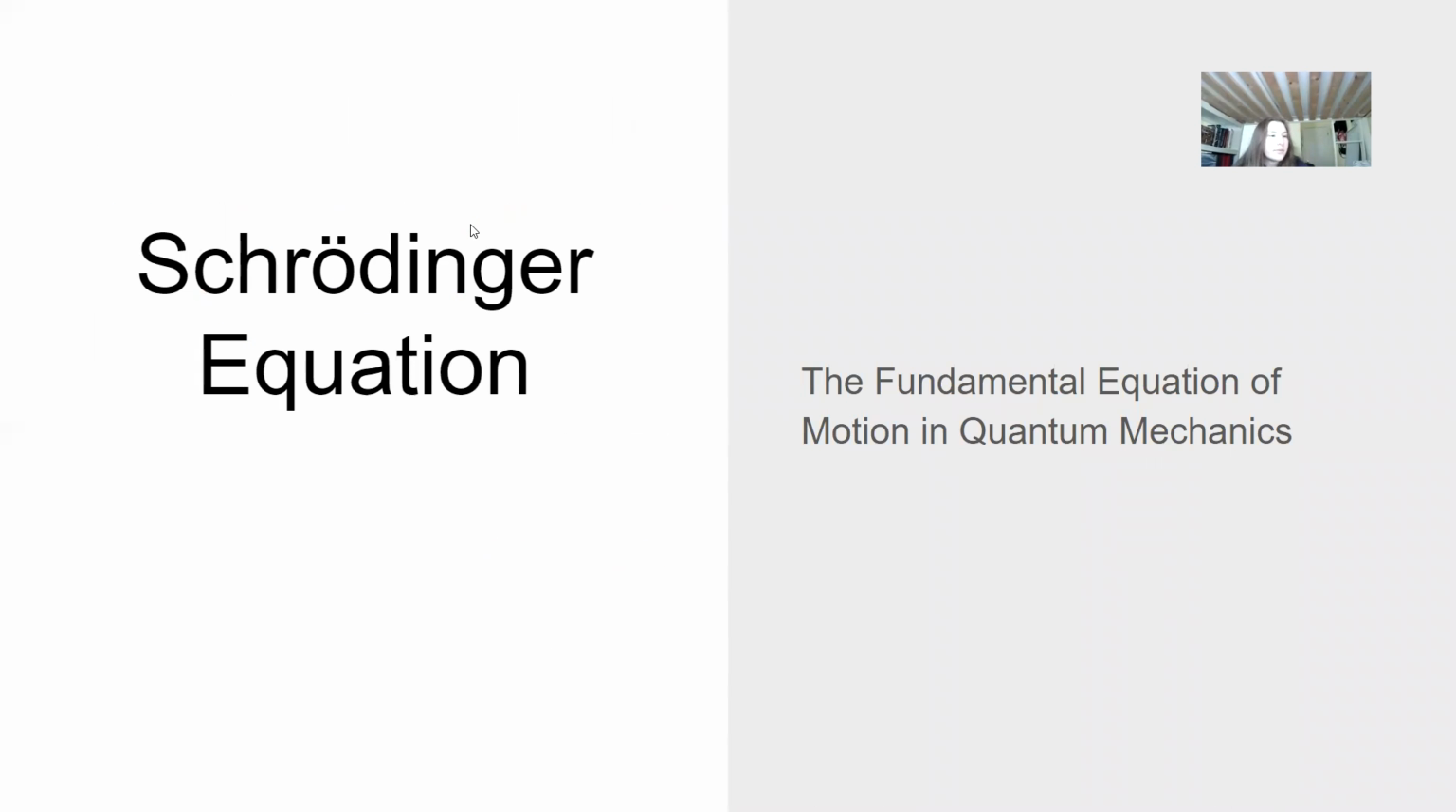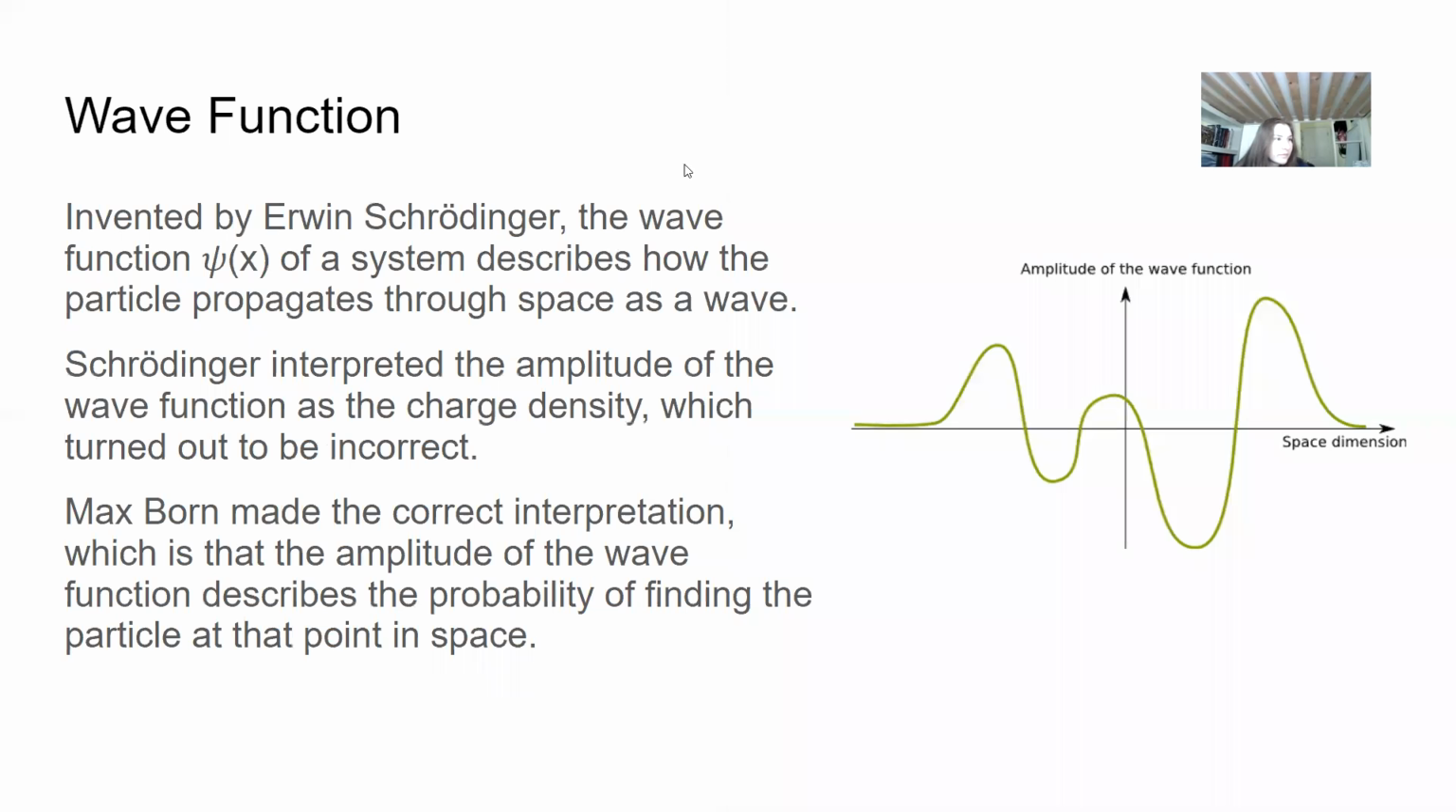Our next topic is the Schrodinger equation, which is the fundamental equation of motion in quantum mechanics. But before we get to that, we need to define what the wave function is. Invented by Erwin Schrodinger, the wave function psi of x of a system describes how the particle propagates through space as a wave.